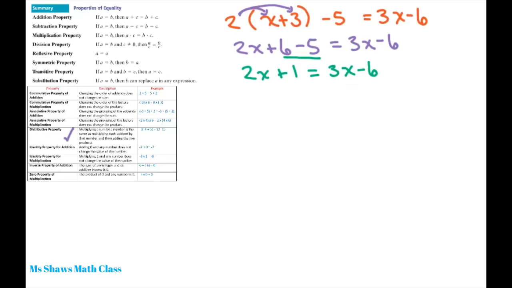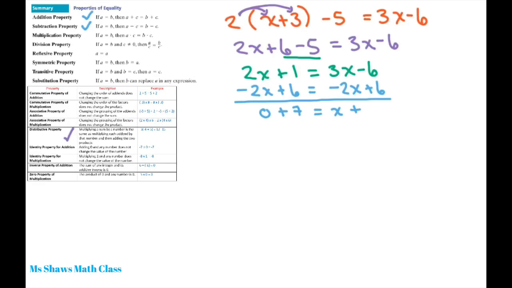I want to basically solve for x. So I'm going to use my subtraction property and subtract 2x from both sides. I'm also going to use my addition property of equality and add 6 to both sides. All right, and when you do that, you're going to get 0 plus 7 equals x plus 0. And you're left with x equals 7.